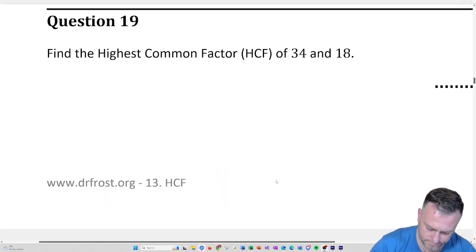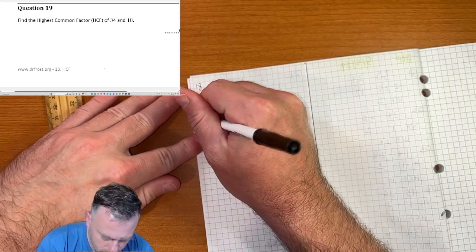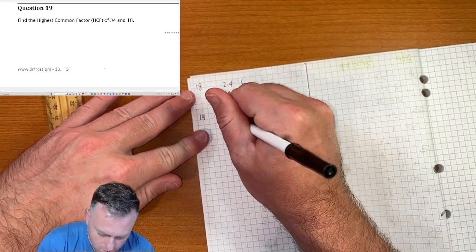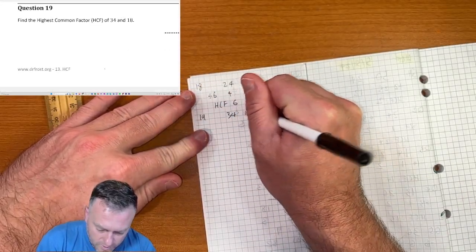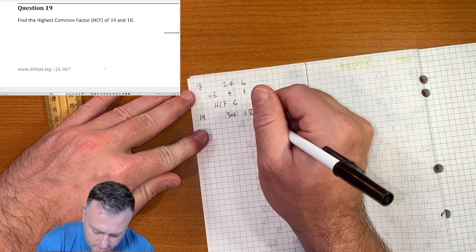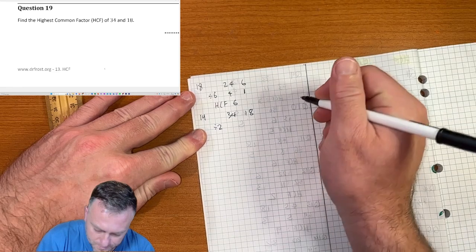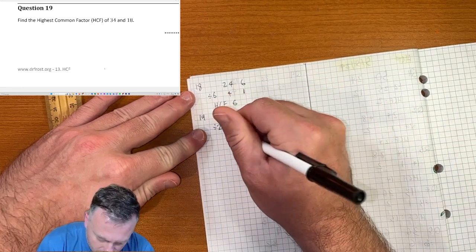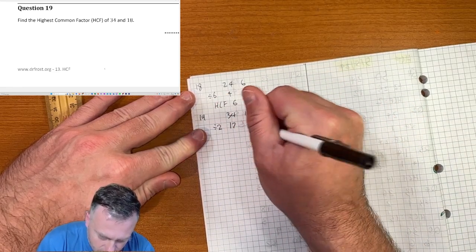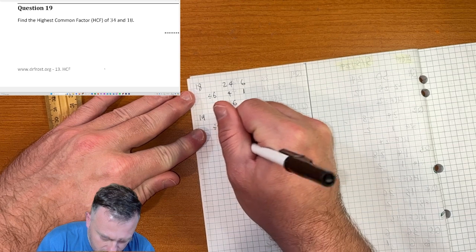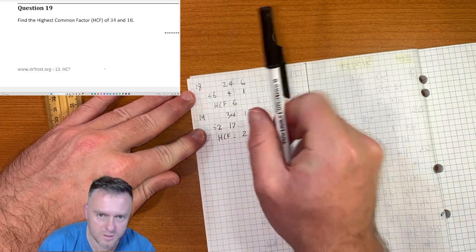19. 34 and 18. Not 6, but 2. So we can divide both by 2. So we get 17 and 9. And that's it. So highest common factor in this case is just 2.